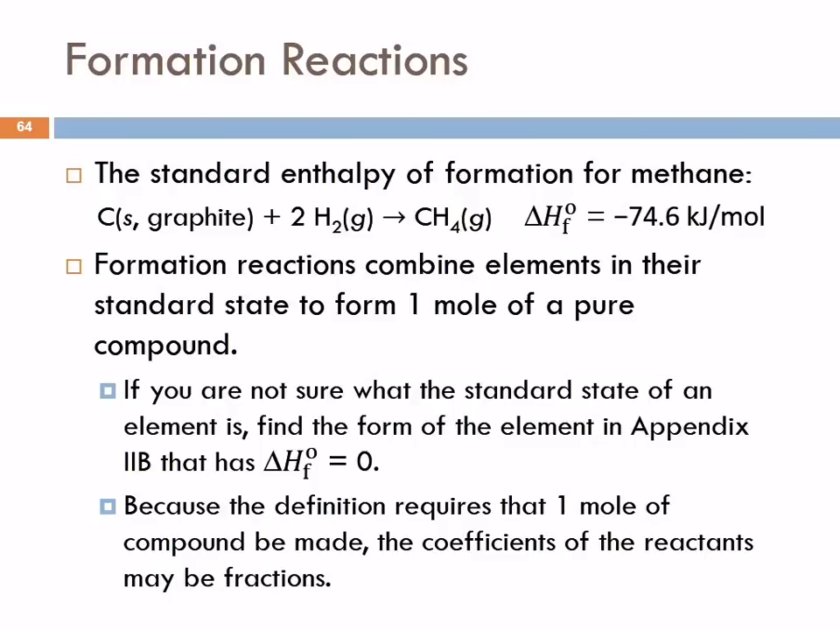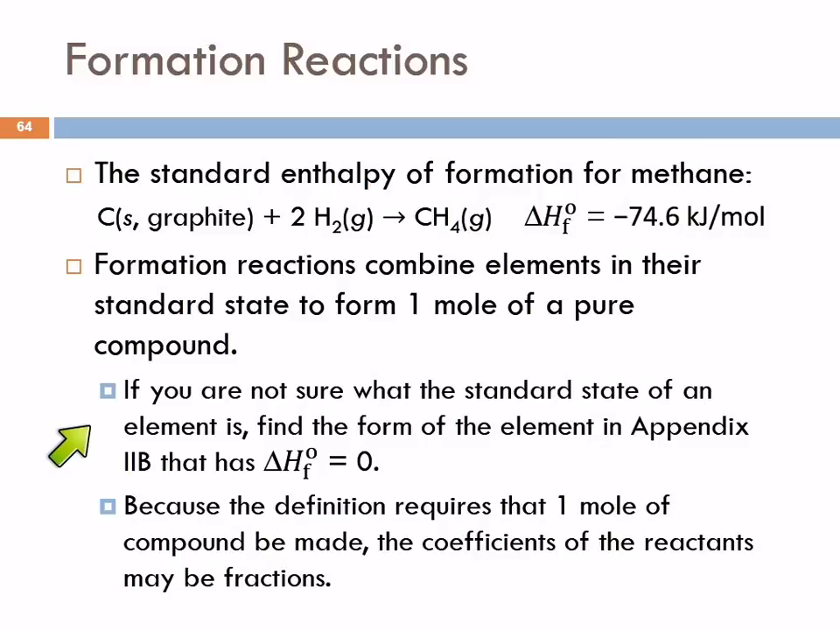Let's look at the formation of methane. So, standard enthalpy of formation for methane. If you take methane, CH4, and form it from its elements in their standard states, that's carbon in its graphite form and hydrogen as a diatomic molecule, the heat of formation is minus 74.6 kilojoules per mole. We always write these formation reactions to form 1 mole of the substance in question. And we're going to learn how to write these reactions.